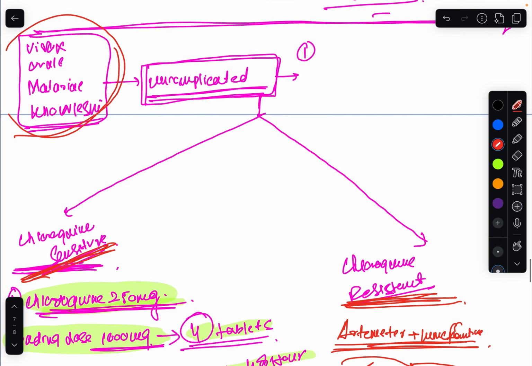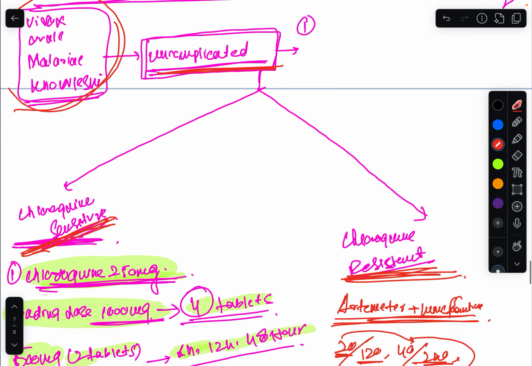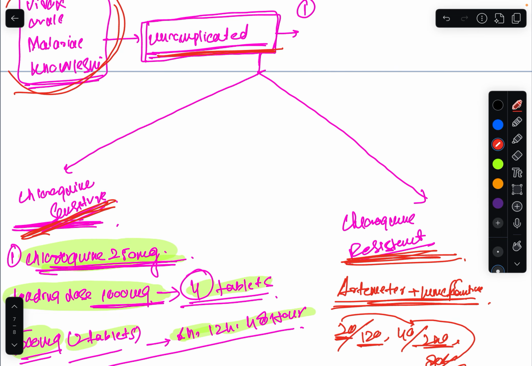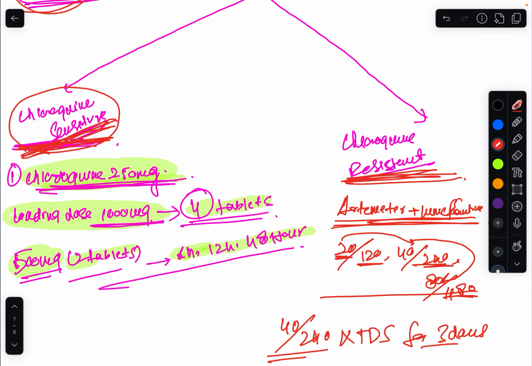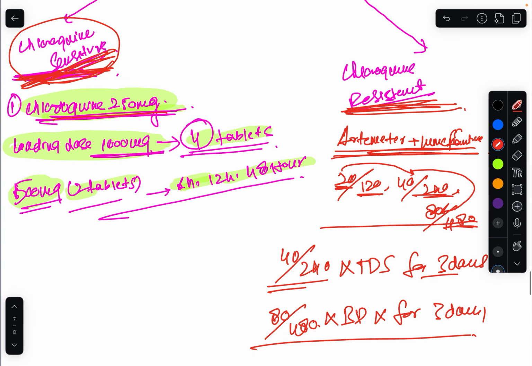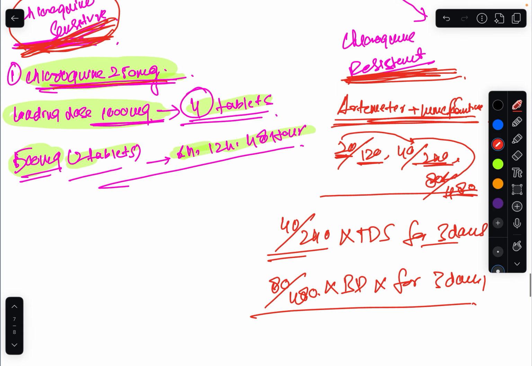So there is a general rule: if it's uncomplicated, meaning no features of severe malaria, then we check whether it's chloroquine sensitive or chloroquine resistant. If it's chloroquine sensitive, then we give chloroquine 250 mg 4 tablets, which make a 1 gram loading dose, followed by 2 tablets of 500 mg at 6 hours, 12 hours and 24 hours. If the malaria is chloroquine resistant, then we give artemether lumefantrine.